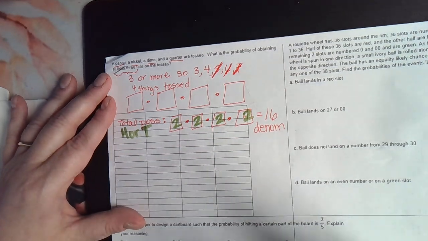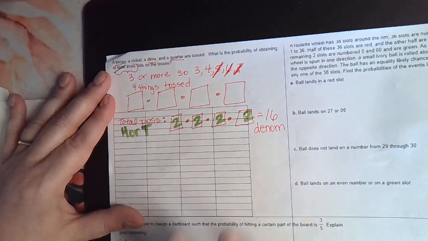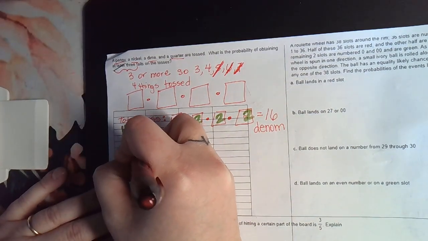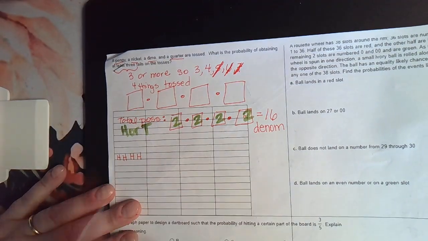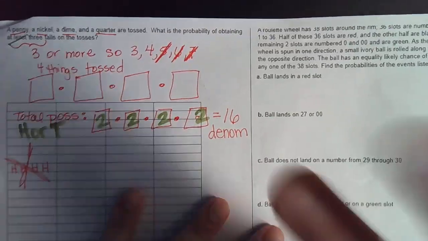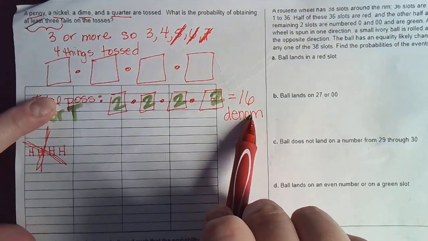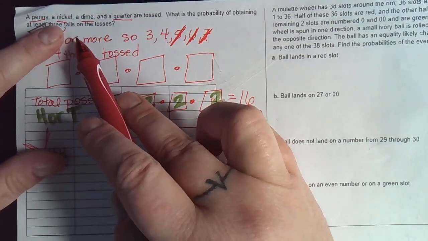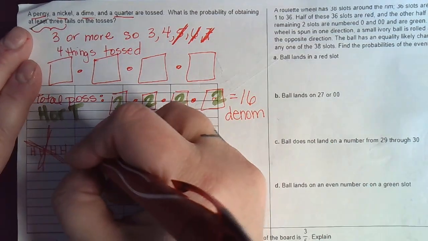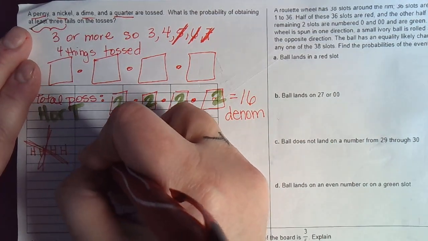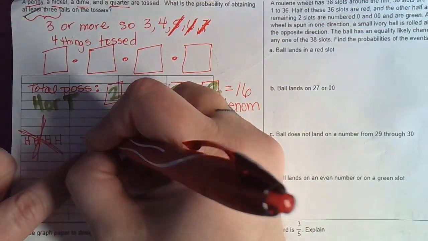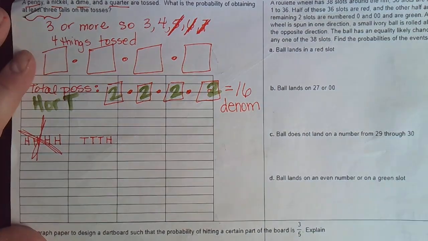Now let's figure out at least 3 tails. Okay, so for example, if I toss all heads, is that at least 3 tails? No, that's not what we want to find. So we want to find, out of these 16 possibilities, how many of those have 3 tails? Well, that means they have to have 3 tails. Okay, what could the 4th be? It could be a heads, because those are the only combinations.